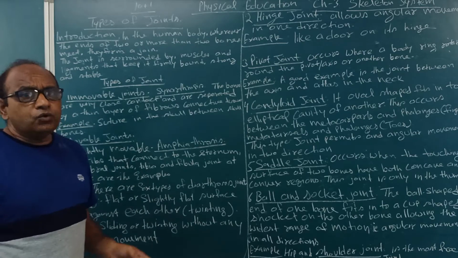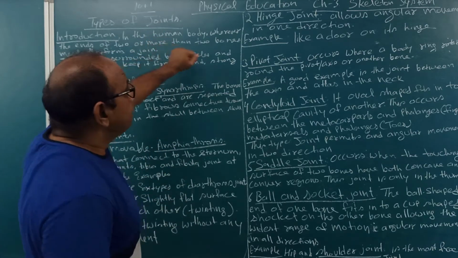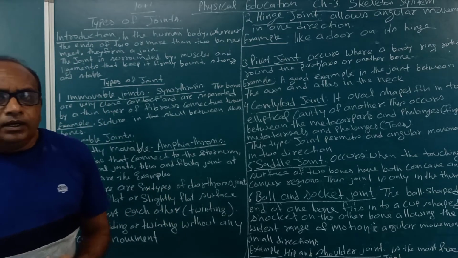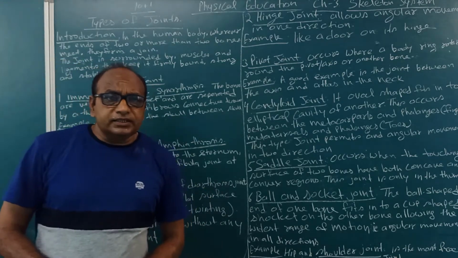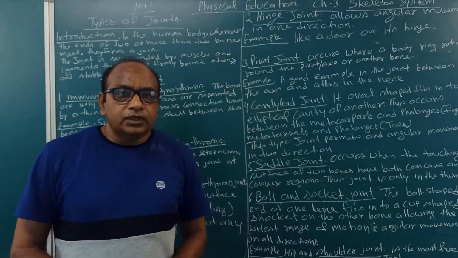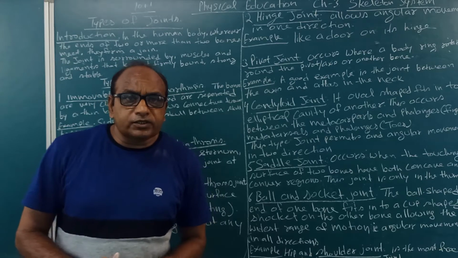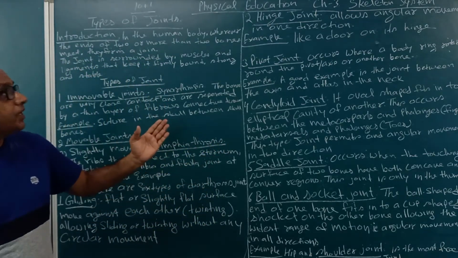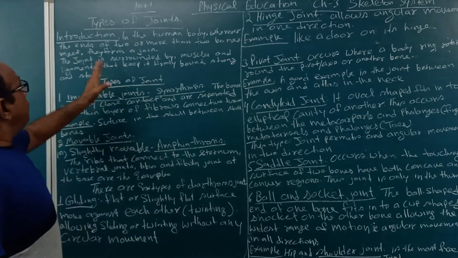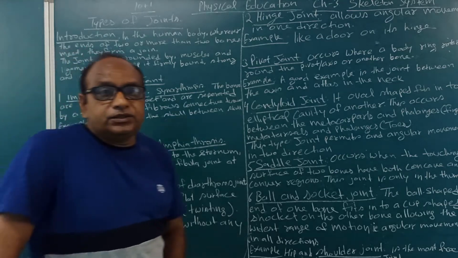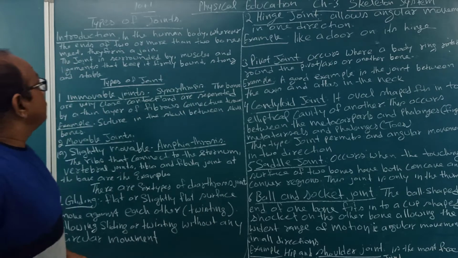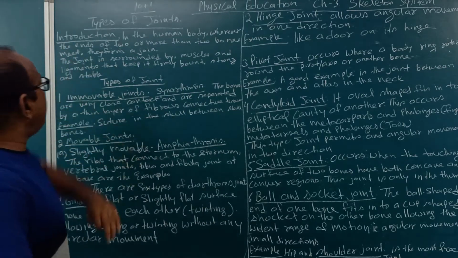Today again we are going to continue our same chapter about skeleton system. In our last lecture we were discussing about the bones, types of bones. In our last lecture we completed that, and today we are going to talk about joints. Our today's topic will be on joints. So today we have to discuss about types of joints.